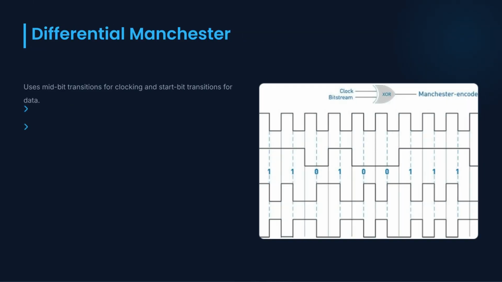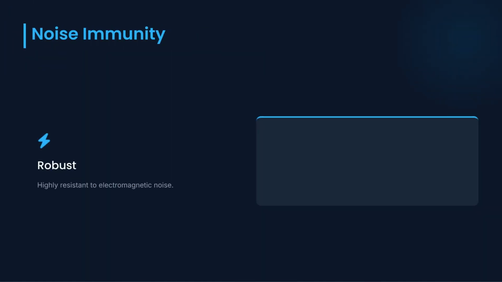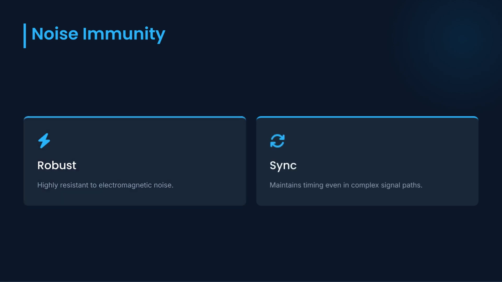Differential Manchester uses mid-bit transitions for clocking, while transitions at the start of the bit convey data. A transition at the start represents a 0, and no transition means a 1. Differential Manchester boasts high robustness against electromagnetic noise and excellent synchronization, maintaining timing even in complex signal paths.